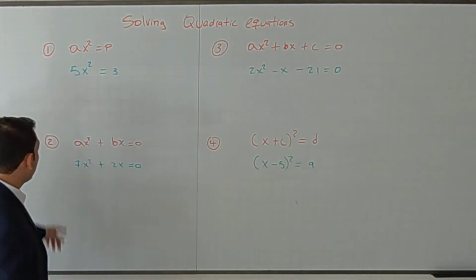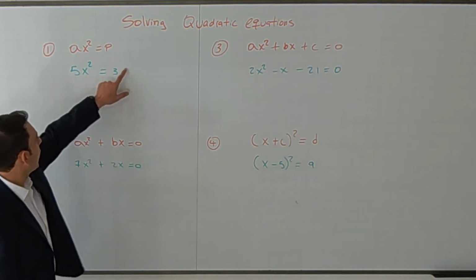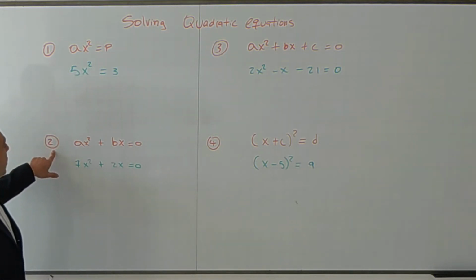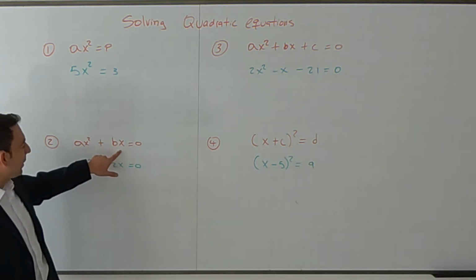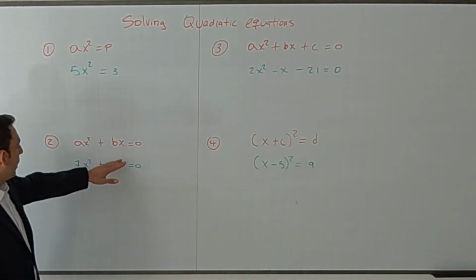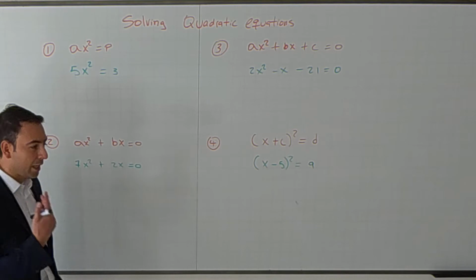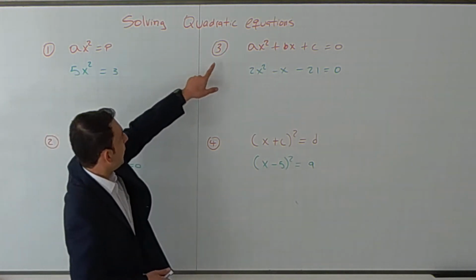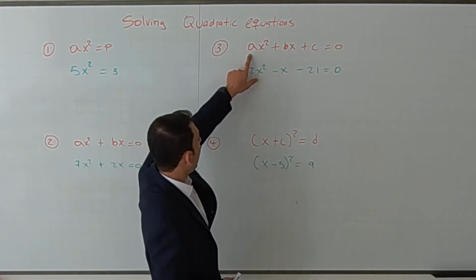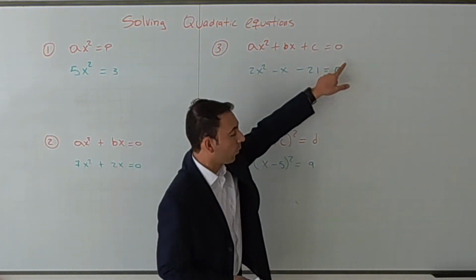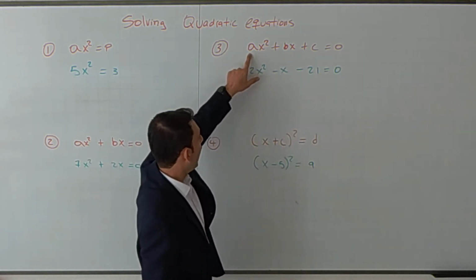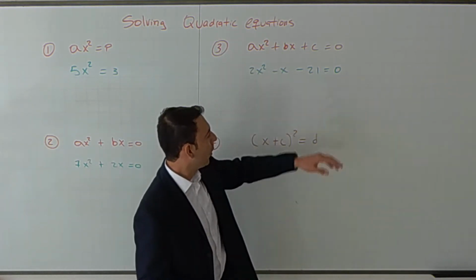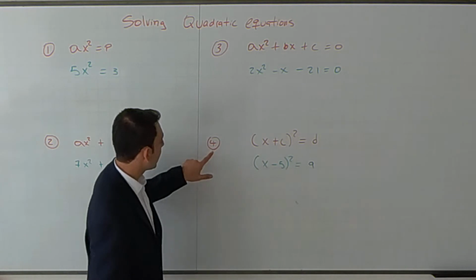Number two, here of course we have an example. Number two, quadratic equation of the type ax squared plus bx equals 0, and a and b represent any number. And here we have an example. Number three, quadratic equation of the type ax squared plus bx plus c equals 0, and a, b, and c represent any number. Here we have an example for that case.